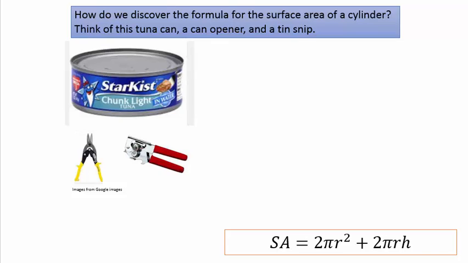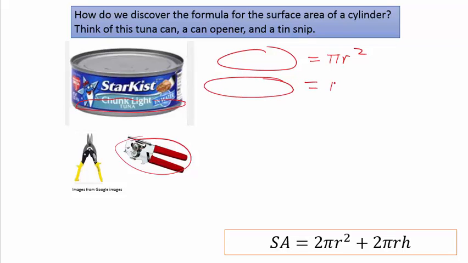If I ask you to find the surface area of a cylinder, and we're almost done here, let's do this. Let's take this can opener and cut the top off, and we'd have a circle. Well, the area of that circle is pi r squared, right? Then we'd cut the bottom off down here, and we'd have another circle, which is the area of pi r squared. So we have 2 pi r squared. That's where that comes from.